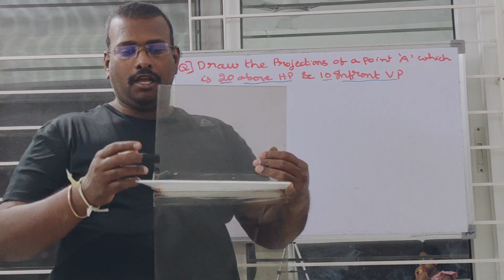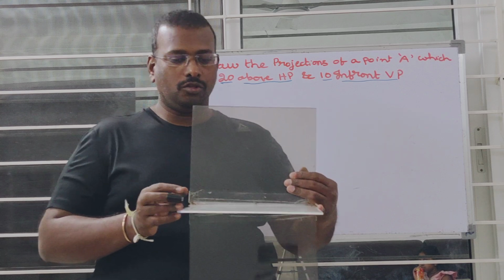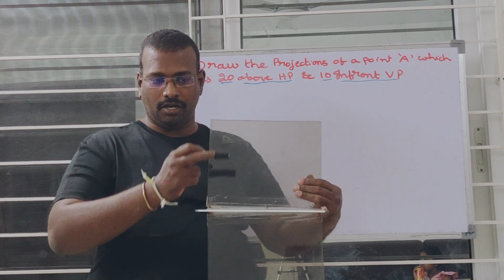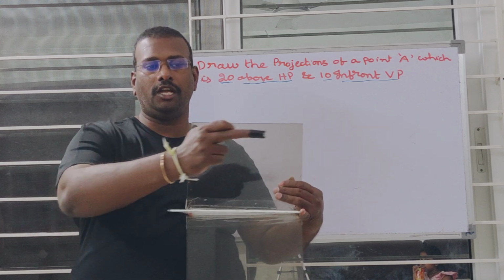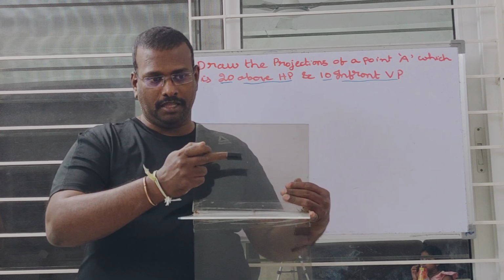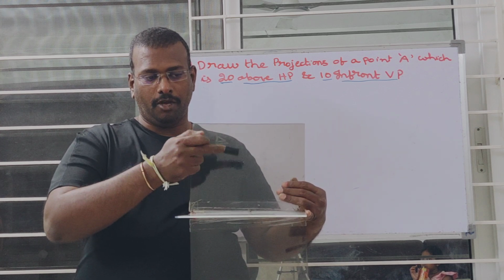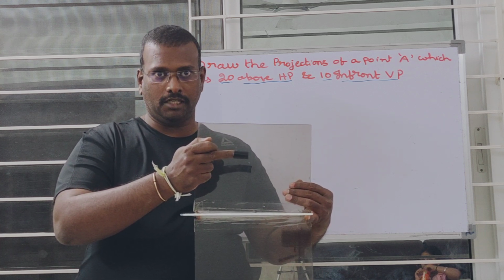Now here this is HP and this is going to be the VP. So where they inform it is 20 above HP, it means anywhere here it is going to be 20 above HP. But what is given, 10 in front of VP, this position. 20 above HP, 10 in front of VP. This is the position we have to consider.